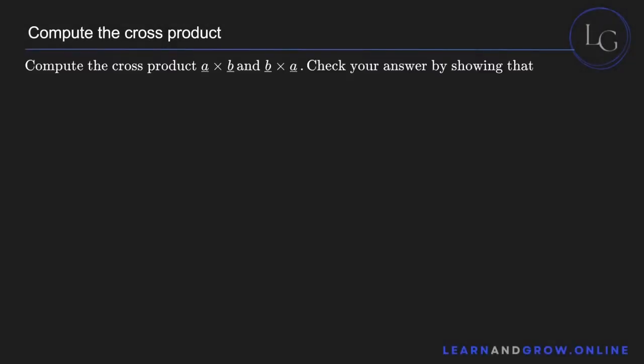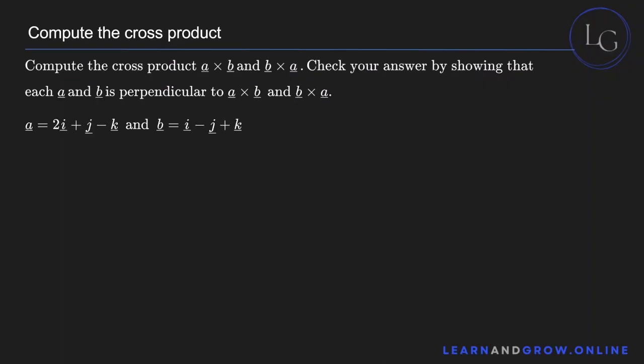Now let's compute the cross product. Let's see how we can compute a cross product. It says that we have to compute the cross product of A and B, so A cross B and B cross A. Now remember, in dot products, A dot B is equal to B dot A. But that's not the case for cross products. A cross B is not equal to B cross A because the direction of the resultant vector is different.